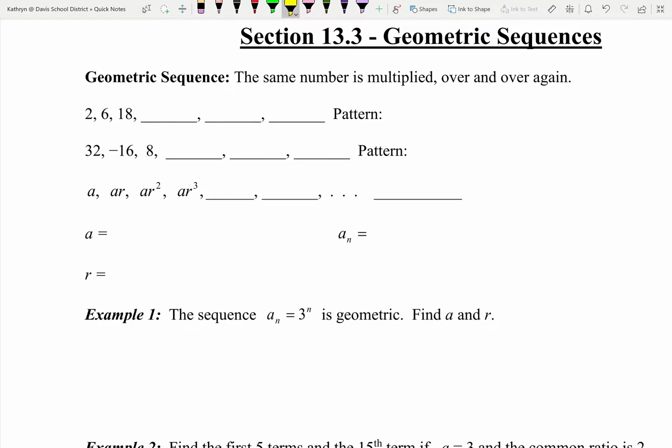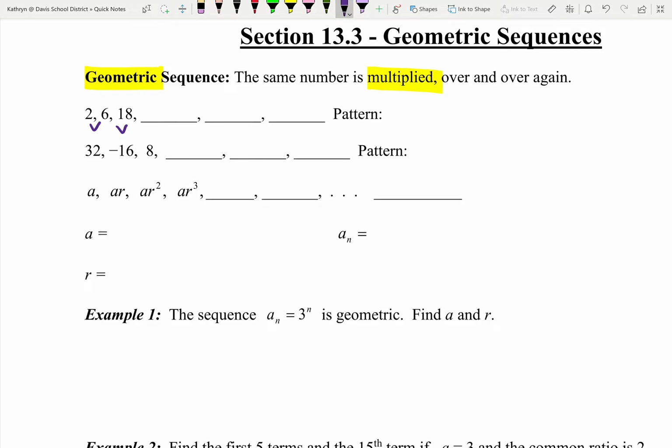So a geometric sequence is when a number is multiplied over and over again, okay? So this is what I kept trying to stress to you on the last lesson. If you look at that first sequence, you guys, look. 2 plus 4 is 6. Is 6 plus 4 18? No. So I know it's not arithmetic.